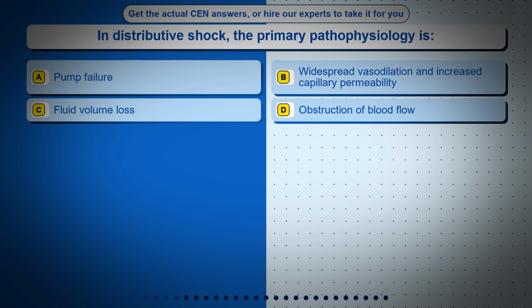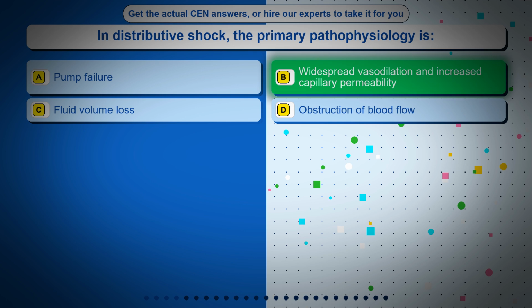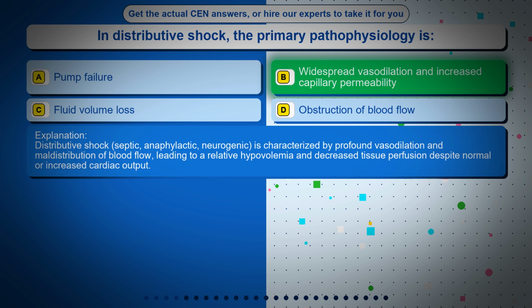Question 4. In distributive shock, the primary pathophysiology is Option A, pump failure. Option B, widespread vasodilation and increased capillary permeability. Option C, fluid volume loss. Option D, obstruction of blood flow. The correct answer is option B, widespread vasodilation and increased capillary permeability. Distributive shock, septic, anaphylactic, neurogenic, is characterized by profound vasodilation and maldistribution of blood flow, leading to a relative hypovolemia and decreased tissue perfusion despite normal or increased cardiac output.